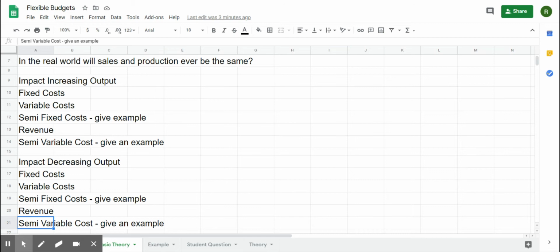And the final costs that we may need to consider, which are a bit more difficult, are things like semi-variable costs. In the example we're going to do together, we include an amount of commission that salespeople receive on their sales. The basic salary would be the fixed part. That would not change regardless of the level of sales. But if we double the level of sales, the commission element would also double.